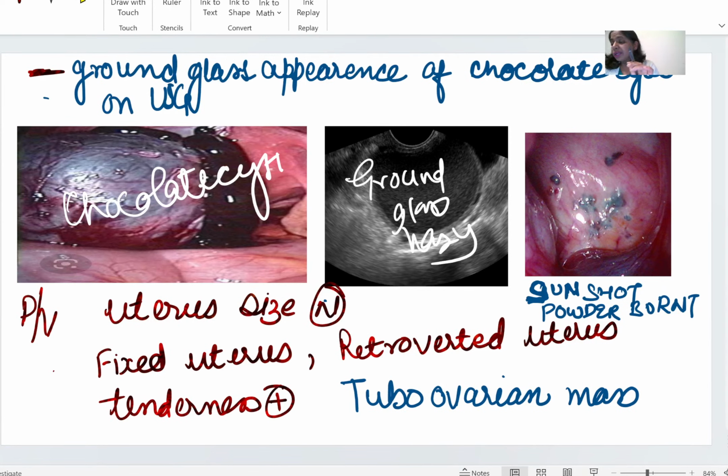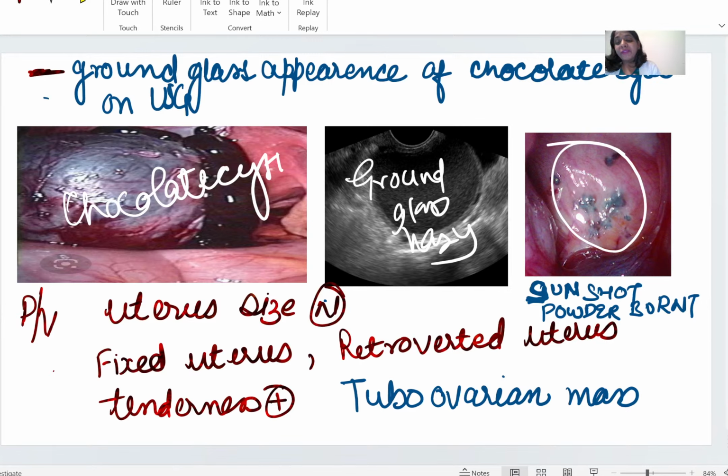Why is there a ground glass appearance? Because there is clotted blood in it, and that clotted blood gives the appearance of ground glass. Okay, and these are the gunshot or powder burn appearance which we see on laparoscopy.